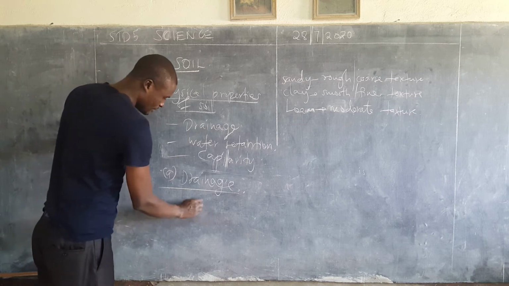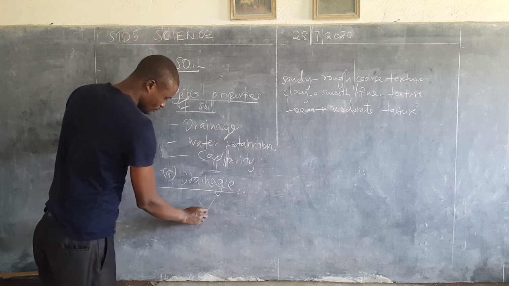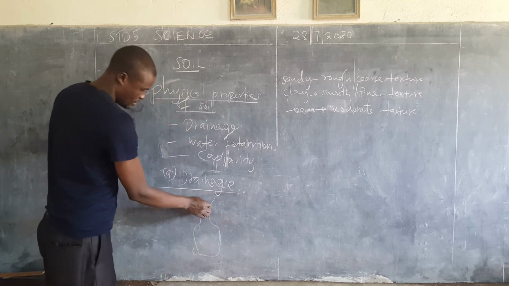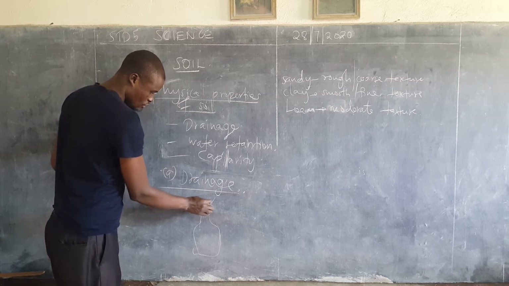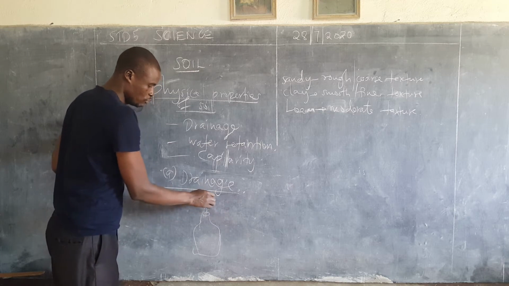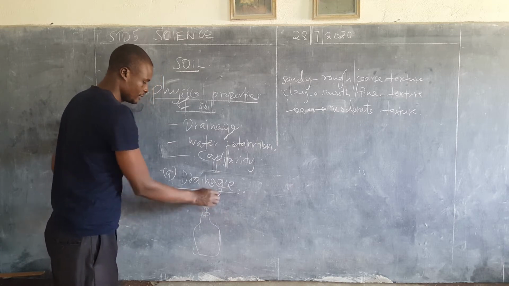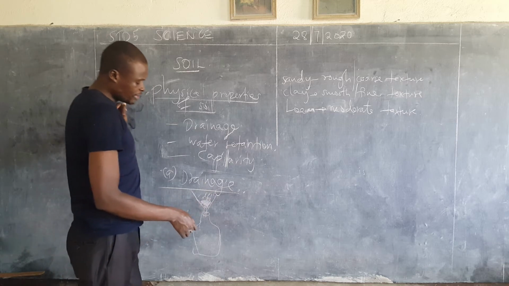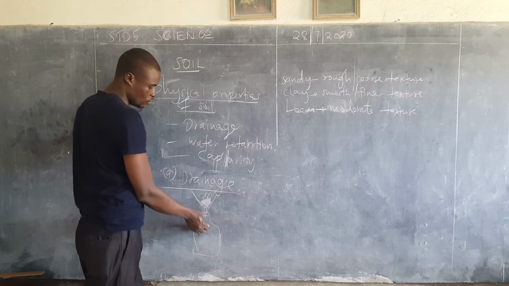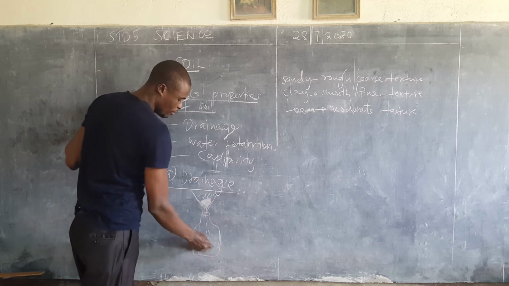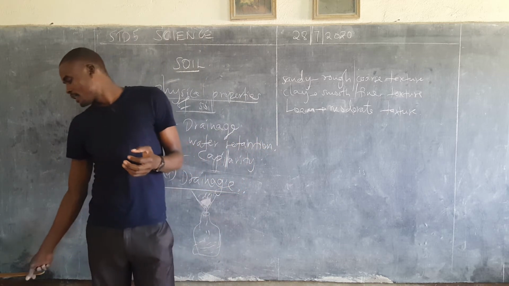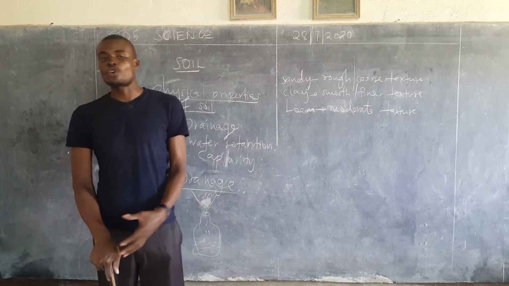Like you can have a funnel here and a bottle of water somewhere, and then you pour some soil here, maybe clay soil. As soon as you put water inside this particular funnel, the process by which this soil allows that water to get into it, to pass through it into the bottle here, that process is now known as drainage. The ability of the soil to allow water to pass through it.